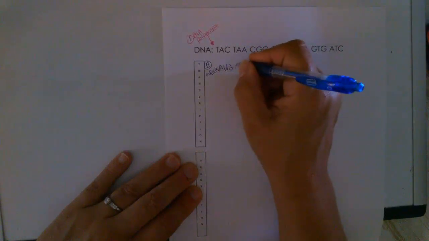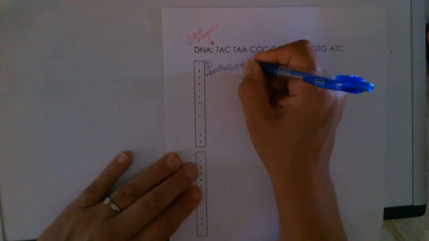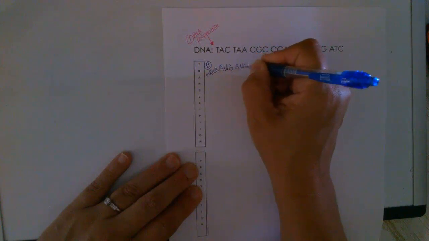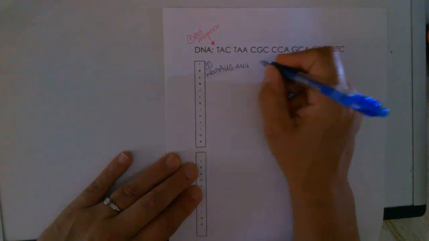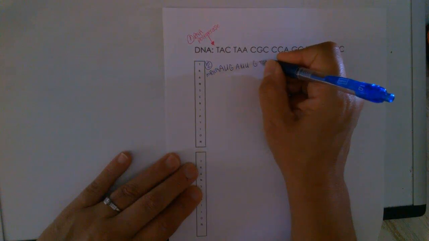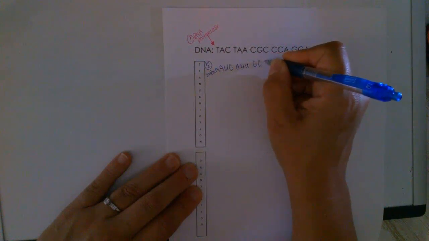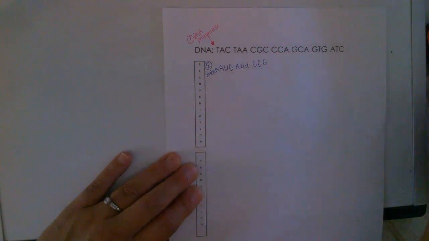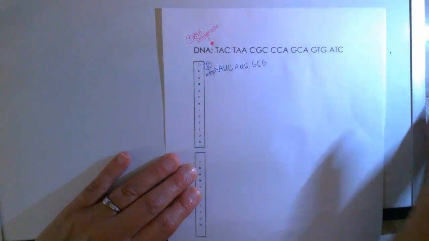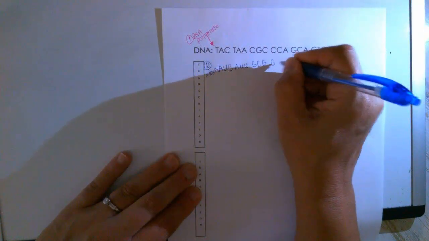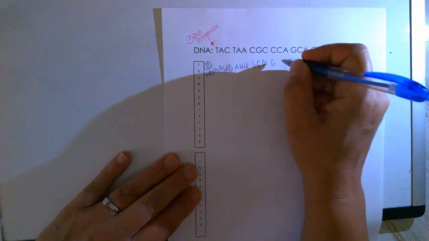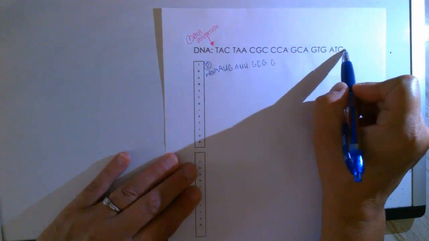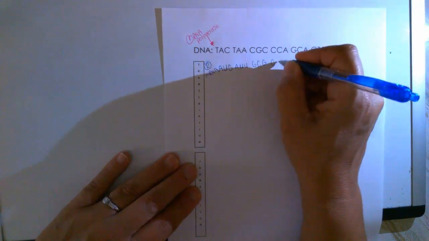So a T here, A will turn into a U, A will turn into a U, C's turn into G's, G's turn into C's, C's turn into G's, and so on and so forth, all the way down the messenger, all the way down the DNA. So it travels all the way down the DNA, making this a strand along the way.